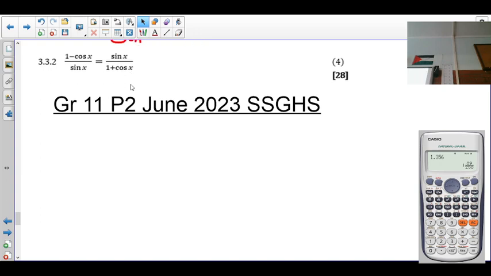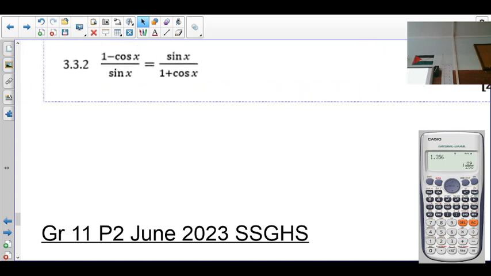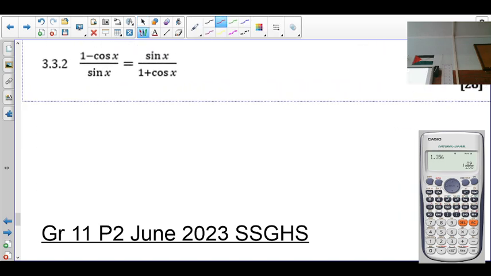In question 3.3.2, we are given cos x over 1 minus cos x is equal to sin x over 1 plus cos x. People, I can work on any one of the two sides. I'm going to go with the left hand side. Again, there's two things I can do with it. I can either multiply the numerator and denominator by sin x over sin x. Then I get sin squared x in the denominator, and then change this to 1 minus cos squared x, and then do difference of 2 squares.